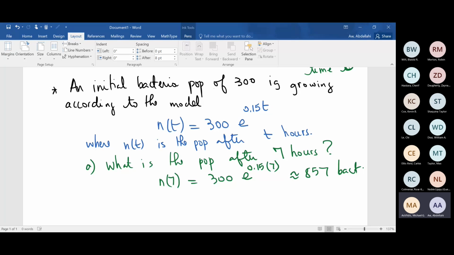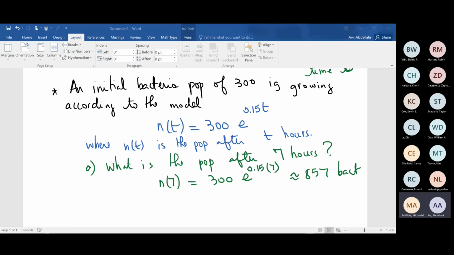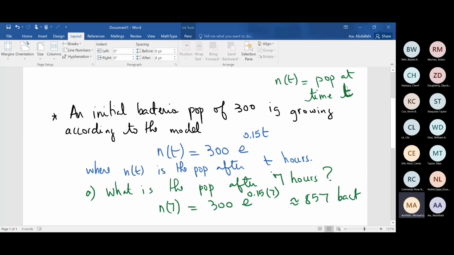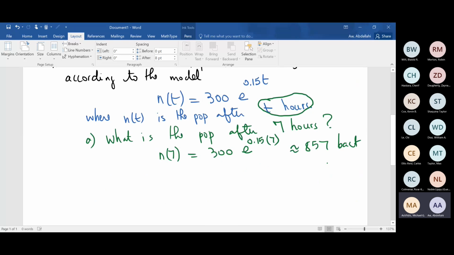So it's very hard to put a decimal number for the population, right? Do we agree? Okay, when we ask what is the population after 1 day, what number do we plug in? We plug in 24. We have to pay attention here. The number you plug in this model has to have the same time unit that is in the problem. We say after T hours, so we only plug in hours. When we say what was the population after 1 day, we plug in 24.